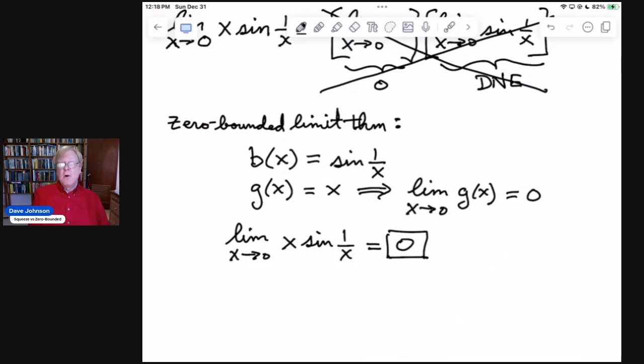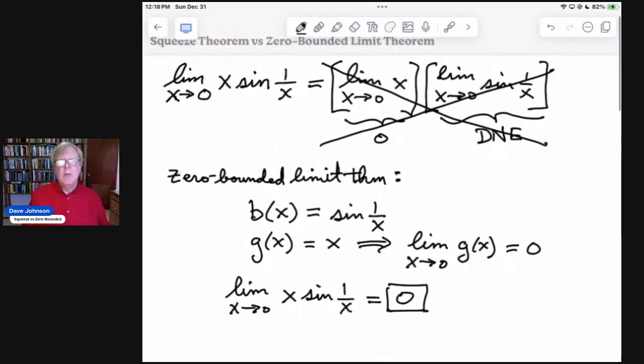Now you got to be a little careful. Your teacher may not want you to use the zero-bounded limit theorem, so you should probably have a conversation with your teacher to make sure that that would be legal. Also, it's a good idea to reference the theorem, say in a homework problem or on an exam problem, just say, I'm using the zero-bounded limit theorem. And then if your teacher has allowed you to use it, then you're on firm ground. Otherwise, you may get points taken off. And I would hate to be responsible for that. So make sure you talk to your teacher about this.